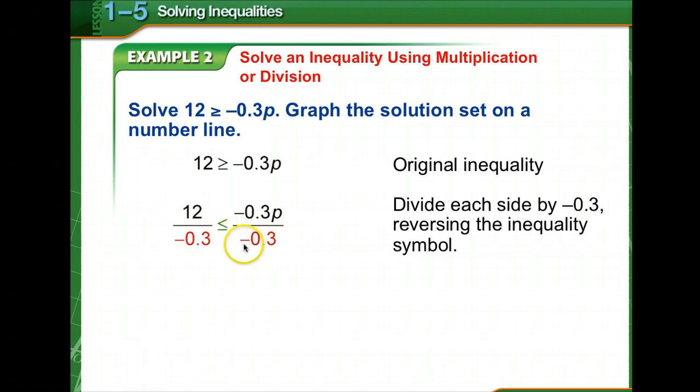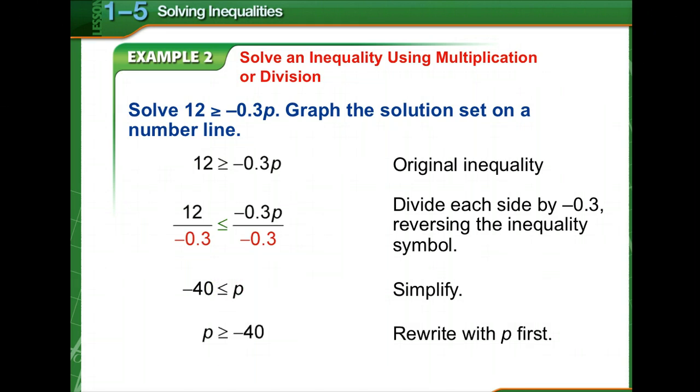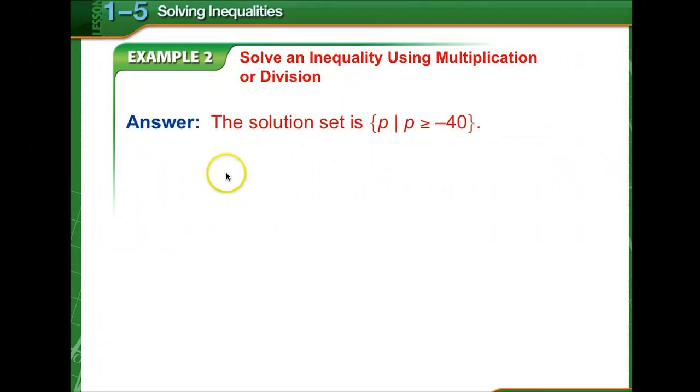Now because we're dividing by a negative number, we're flipping the sign. We have to reverse it. So negative 40 is less than or equal to p. Or we could rewrite it with the p first. P is greater than or equal to negative 40. So the solution set in set builder notation is P such that P is greater than or equal to negative 40. And this is how I want you to write your solutions to these inequalities, with the braces and P such that P or X or whatever variable they give you.